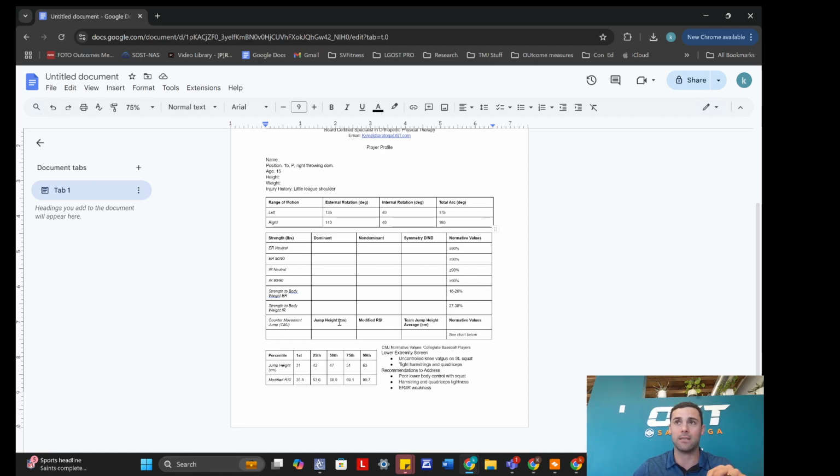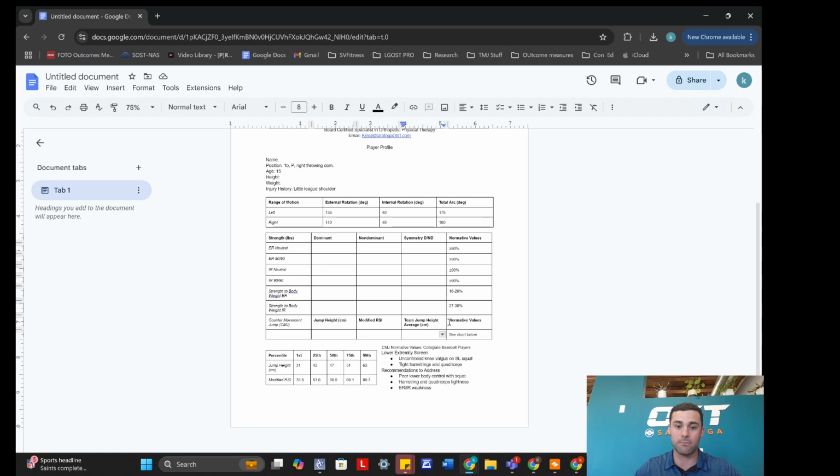What the jump height is calculating is just the height of the actual jump, and this is directly related to lower extremity power and strength. Whereas the modified RSI is a measurement indicating the person's ability to be more fast and explosive, change of directions, those types of things. We also created an average of all the players that were tested for their jump height, and we put it in the box there so you can see how you stack up amongst your peers on the team.